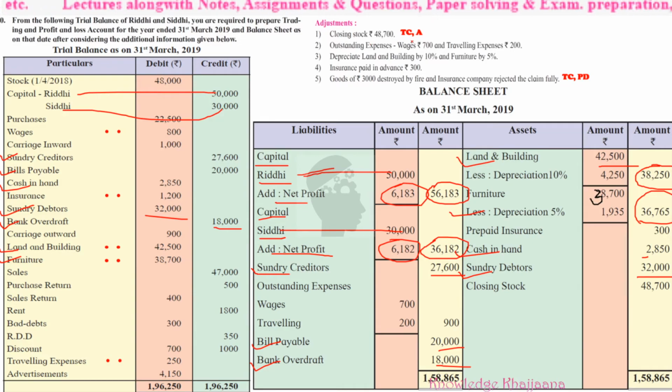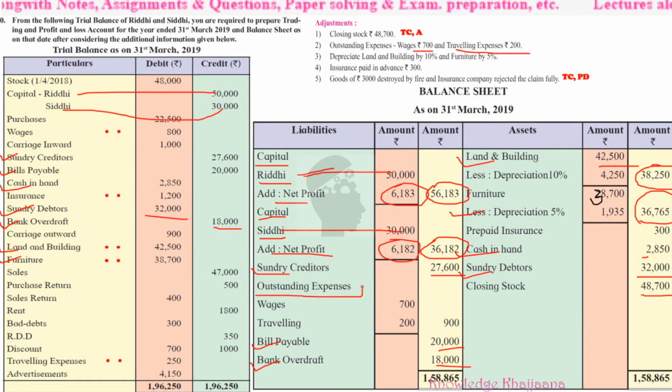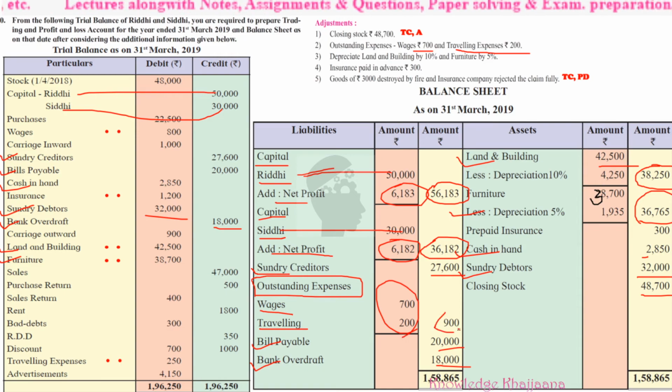See, closing stock, its second effect we have to record in the balance sheet, on the asset side under current assets, amounting to rupees 48,700. Okay, and we had to record the second effects of the outstanding expenses, which are current liabilities. Wages rupees 700 and traveling expenses rupees 200. So we recorded them as outstanding expenses under current liabilities on the liability side of the balance sheet, wages outstanding rupees 700 and traveling expenses rupees 200. Okay, so the total outstanding expenses are rupees 900.